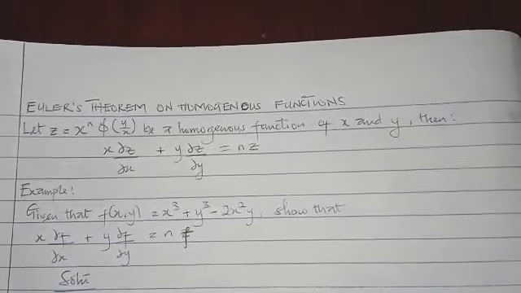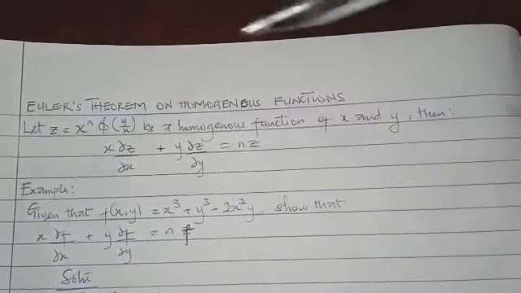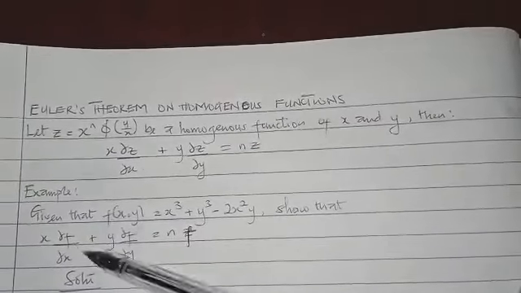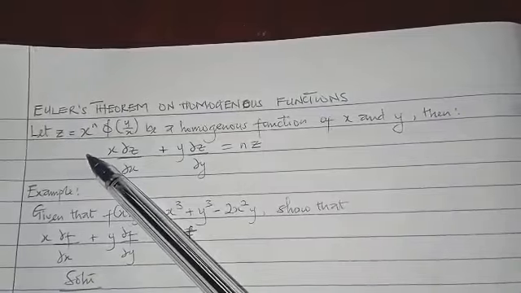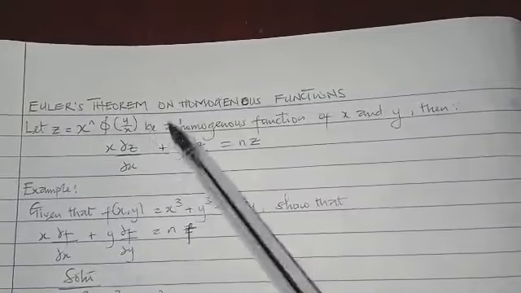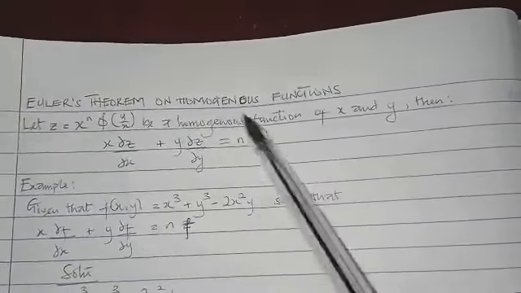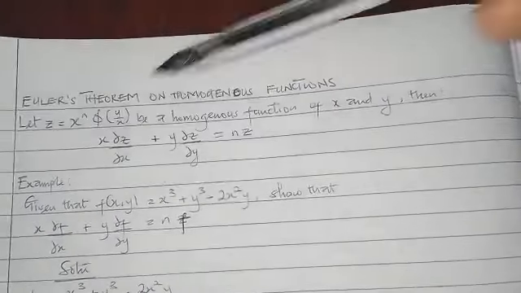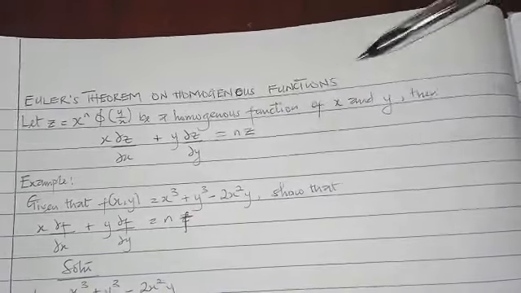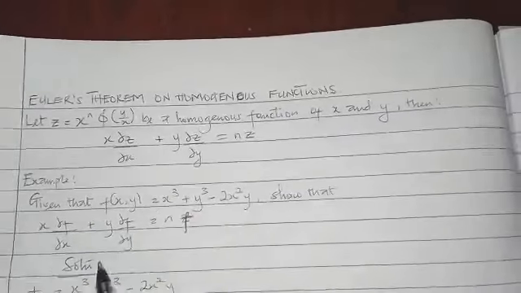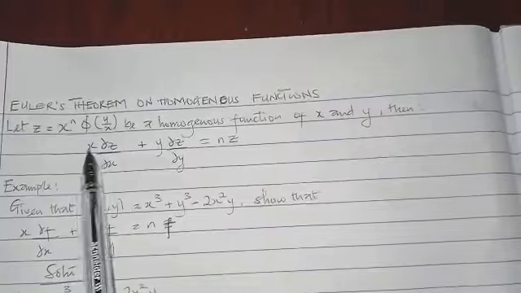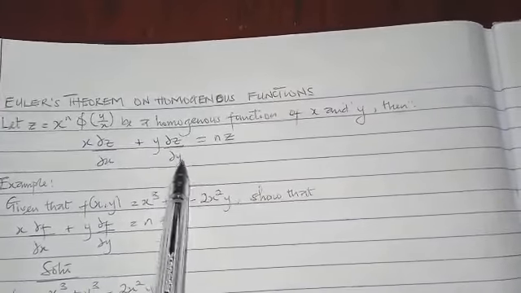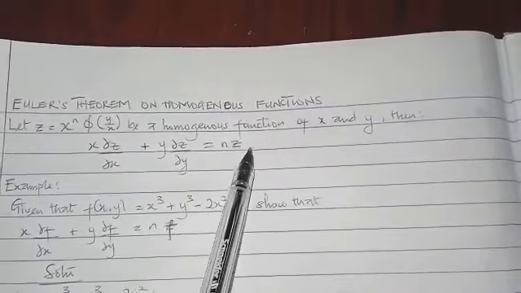Okay. So Euler's theorem on homogeneous functions. Now, from what we established earlier, I said z is equal to x to the power n, a function of y over x. Let this expression be a homogeneous function of x and y. Then Euler said that x partial z over partial x plus y partial z over partial y is equal to nz.